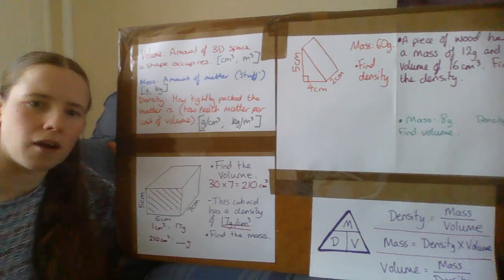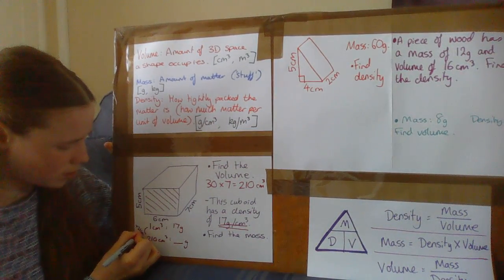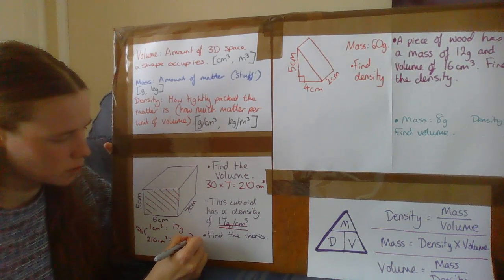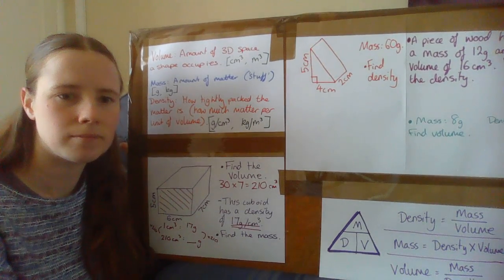In order to do that, I'm going to just think of it like a ratio. So this side I've timesed by 210, so this side I also need to times by 210.